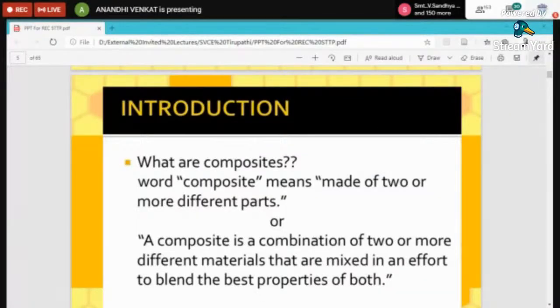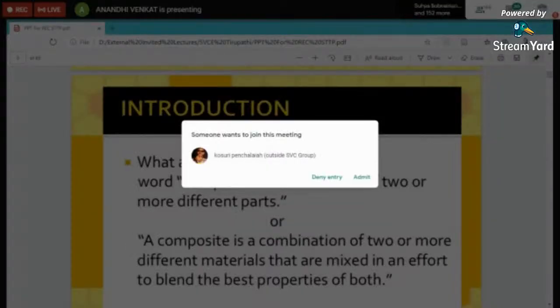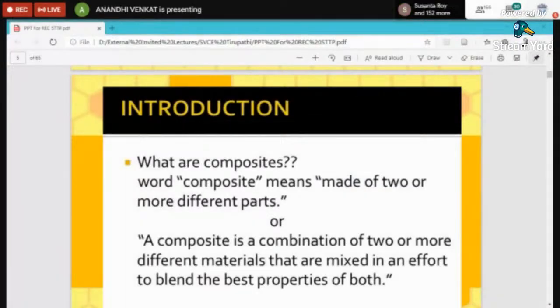Or one more definition you can say here: the composite is a combination of two or more different materials that are mixed in an effort to blend the best properties of both. So it is an integration. Composite material is nothing but the integration of two different properties of two different materials. And you are going to get ultimately a single material property that has the combination of a fiber character and a binder character. Both will be there together. They are called integrated material or infused material that is extensively used in many applications.